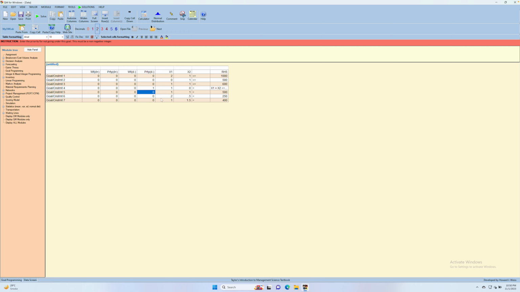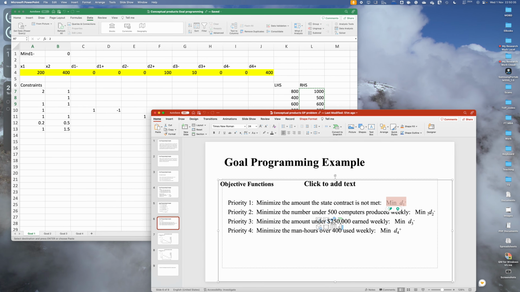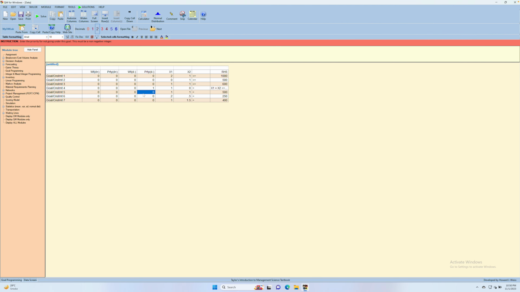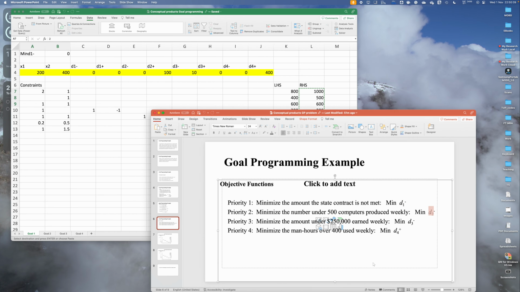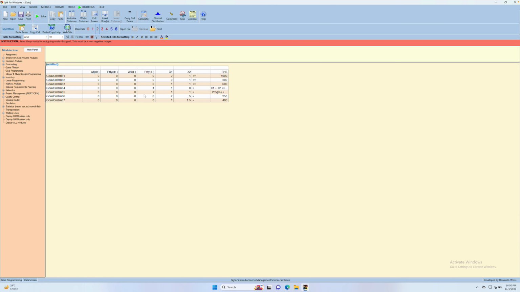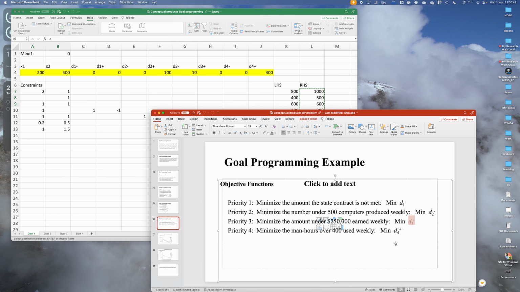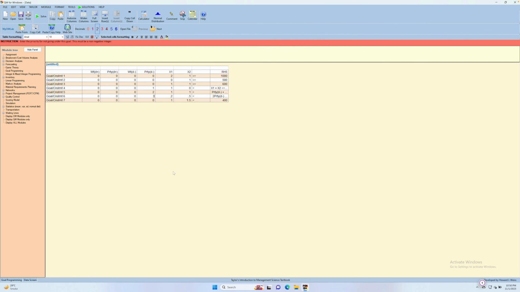And priority 2 is again on D2 negative, because this is the second goal. For the third goal, I'm interested in D3 negative, so D3 negative is my third priority. For the fourth goal, or fourth priority, I'm interested in the positive deviation. So I'm going to give the fourth priority to the positive deviation for the seventh constraint.